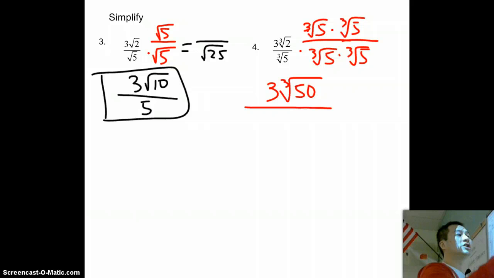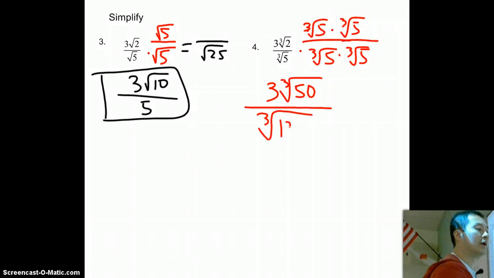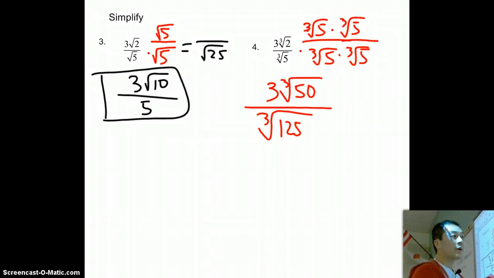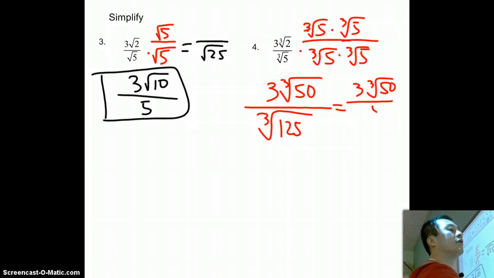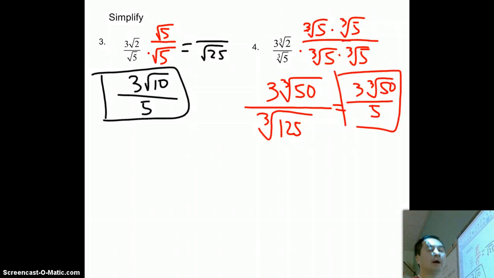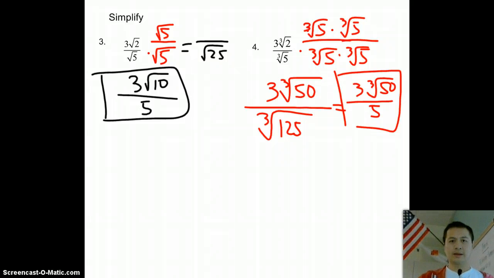At the bottom is the cube root of 5 times 5 times 5, which is 125. You don't have to write this out. You know that if you made 3 of a kind, the answer is just 5. So your final answer is 3 cube root of 50 over 5. No radicals at the bottom.